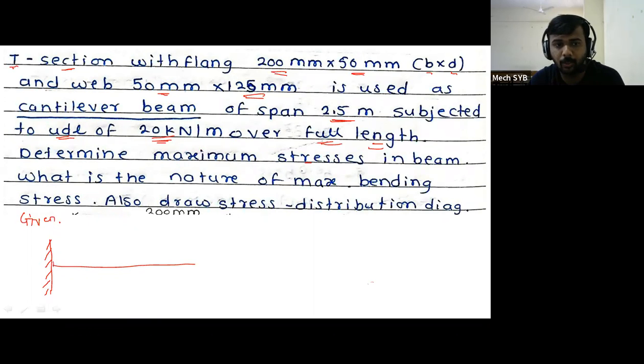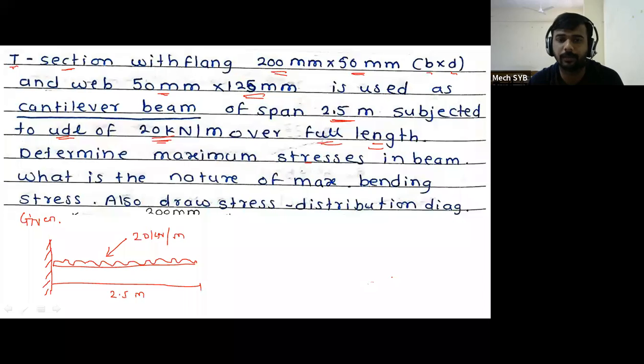It is subjected to the UDL on entire span, and UDL ची व्हॅल्यू किती दिली आहे आपल्याला? 20 kilonewton per meter. Length of beam is given, it is equal to 2.5 meter. So this is the value.